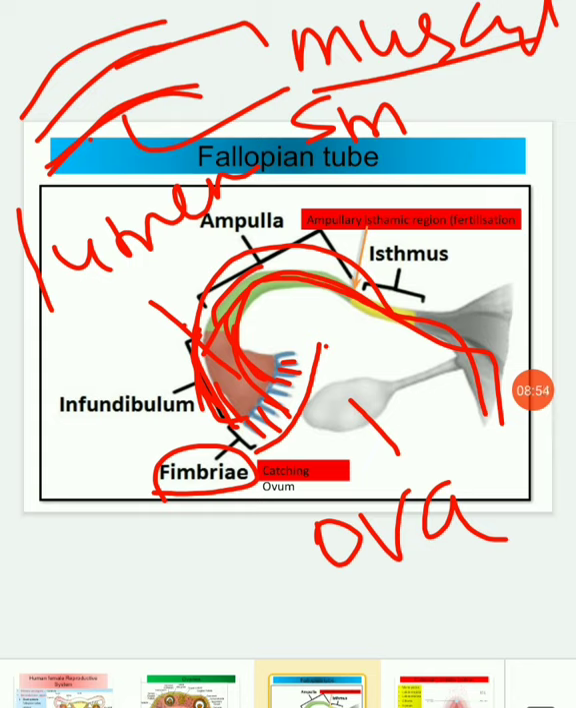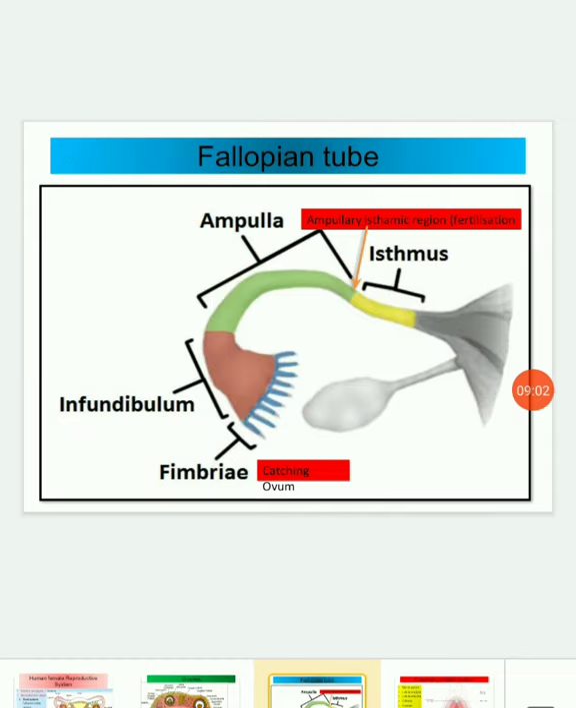And the third one is serosa. This serosa is the outermost layer, formed of visceral peritoneum. Now the first portion, as I told you, is the infundibulum. Its inner portion, the central pore, is called the ostium. The fimbriae catch the ovum and release it into the infundibulum.